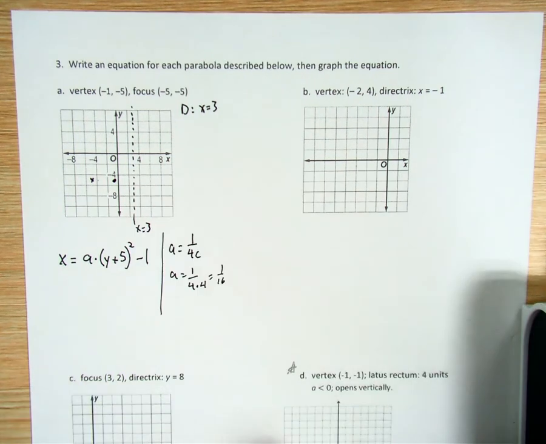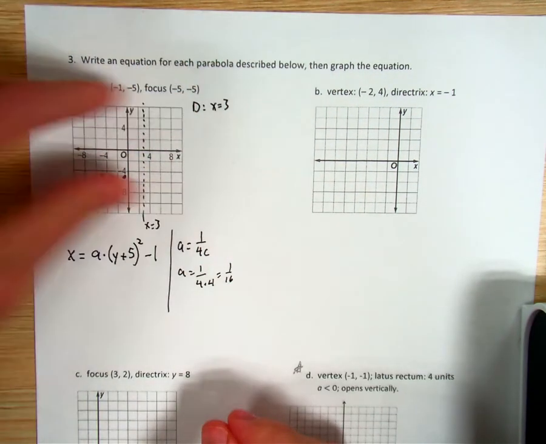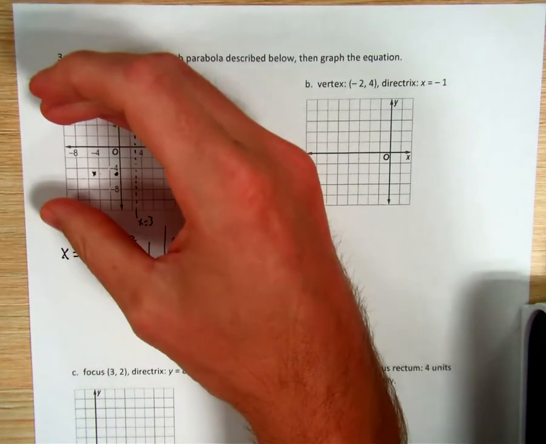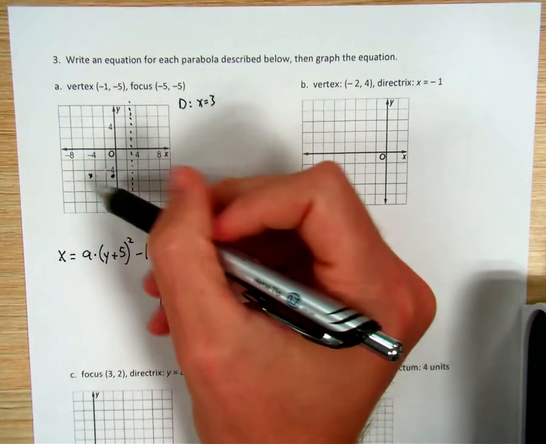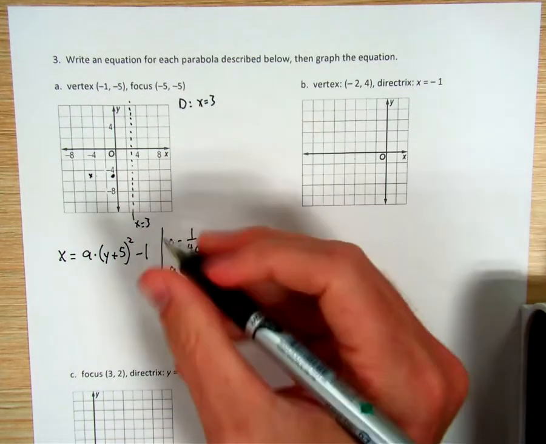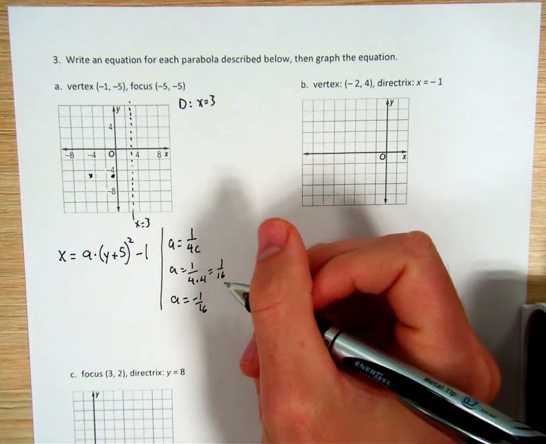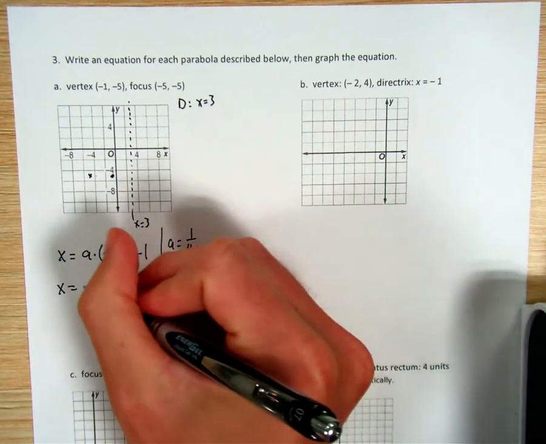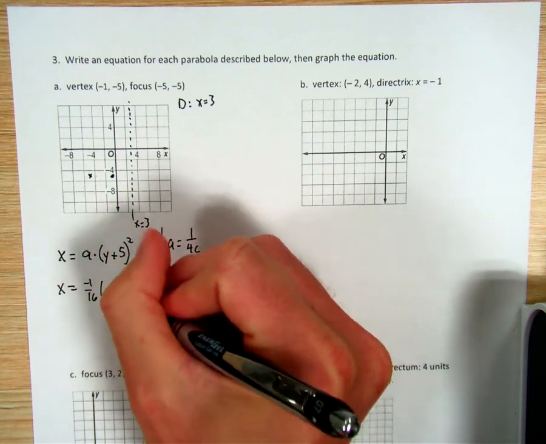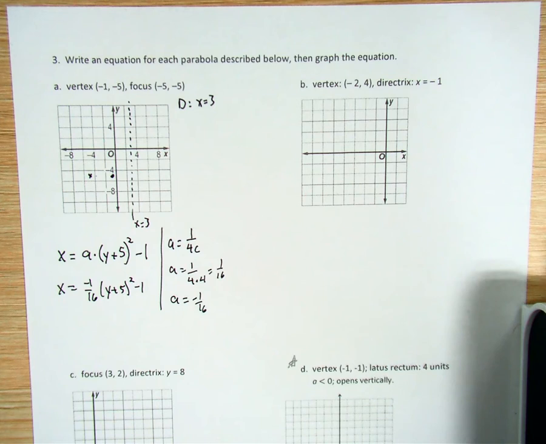Now we have to use a little bit of common sense here as well. Alright? Is this parabola going to open to the positive way, positive x, or is it going to be going this way, negative x? Okay, it's going to be curving this way towards the negative direction, so this is going to be a -1/16. Excuse me. Okay, so our formula here is going to be x equals -1/16 (y plus 5) squared minus 1.